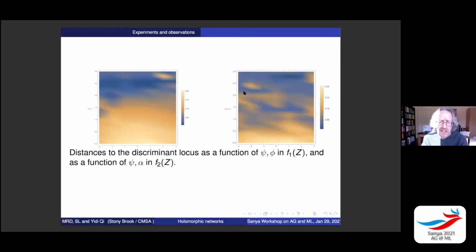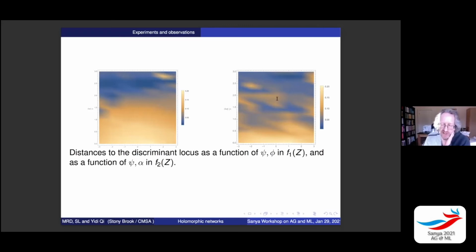Okay, this is the more complicated F1 and F2 I described, and this is a kind of a heat map. We're varying both the psi and the second parameter, and now this is a two-dimensional slice of the moduli space, and then the blue region, this is this distance metric, so the blue is closer to the singular locus.